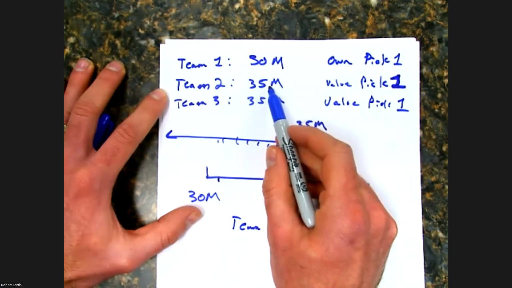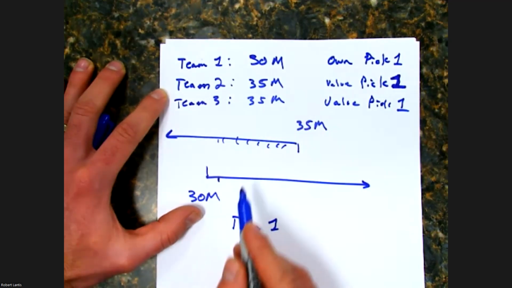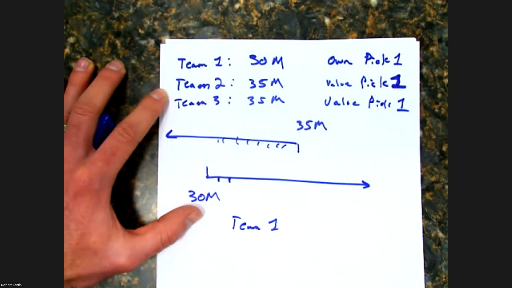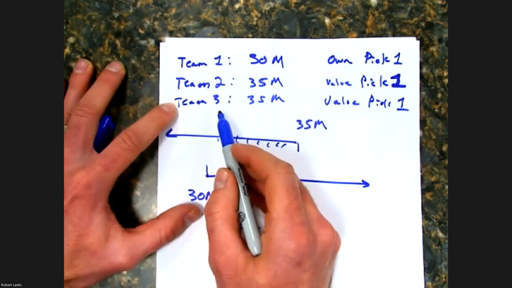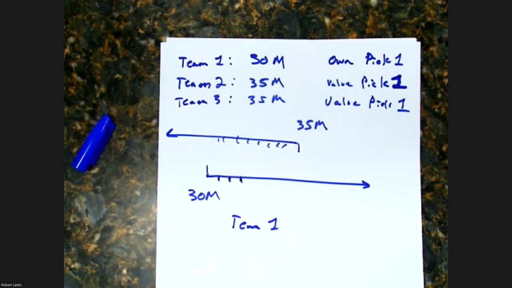What does team 2 do? They go to team 1 and say, we'll give you a trade value worth $31 million. And what does team 3 do? We'll give you a valuation worth 31 point, right? They were competing against each other.